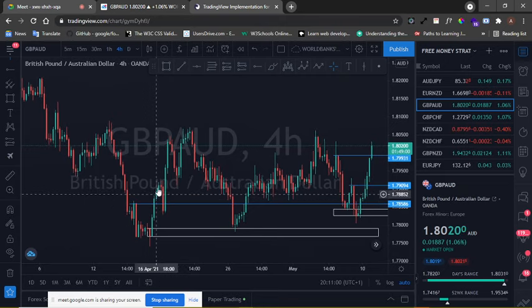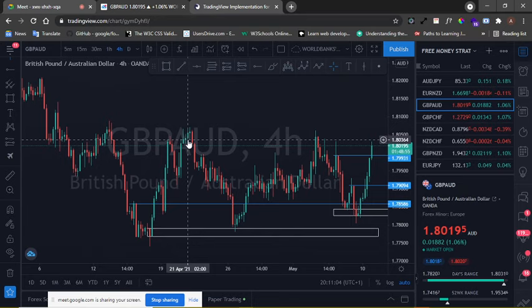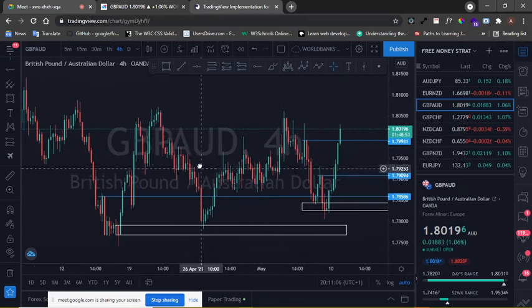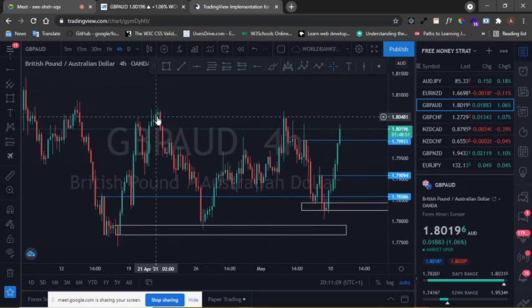Can you see the impulsive move up, which created the order block first, then another impulsive move up, then an impulsive move down? So look at this impulsive move down. There's an order block here. That's the last green candle before the impulsive move down. That's the order block. So let's check.